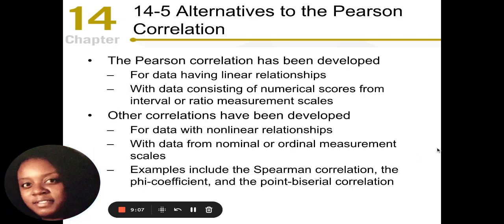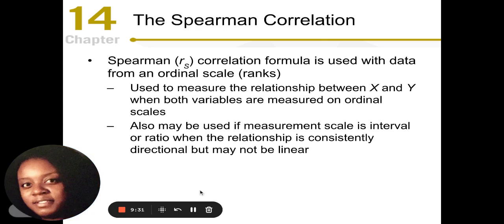The Pearson correlation has been developed for data having linear relationships, with data consisting of numerical scores from interval or ratio measurement scales. Other correlations have been developed for data with nonlinear relationships, or with data from nominal or ordinal measurement scales. Examples include the Spearman correlation, the phi coefficient, and the point-biserial correlation. The Spearman correlation formula is used with data from an ordinal scale, which ranks things. It's used to measure the relationship between X and Y when both variables are measured on ordinal scales.